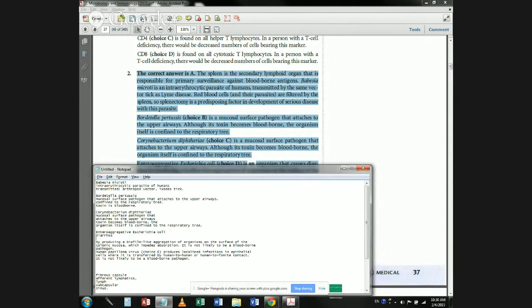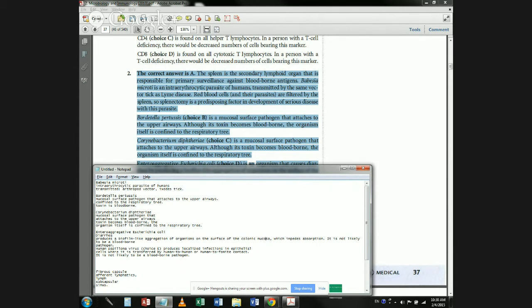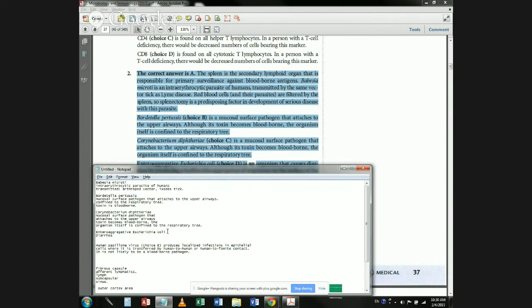It produces a biofilm-like aggregation of organisms on the surface of the colonic mucosa, which impedes absorption. It is not likely to be a bloodborne pathogen. Okay.